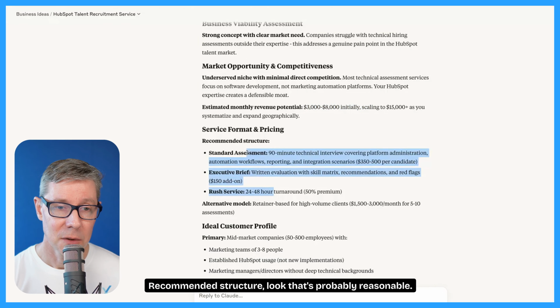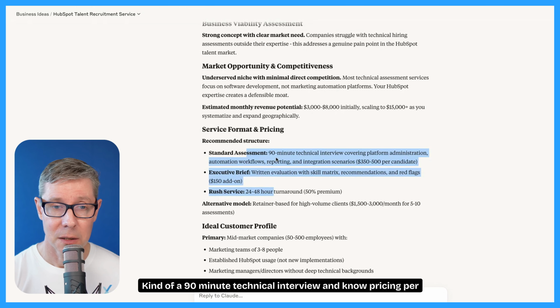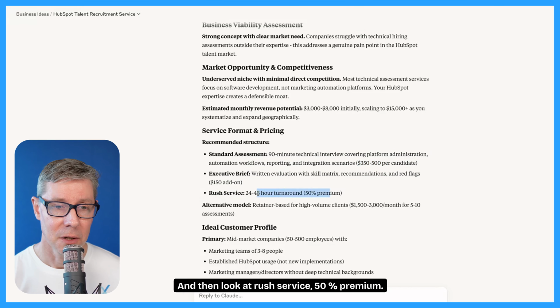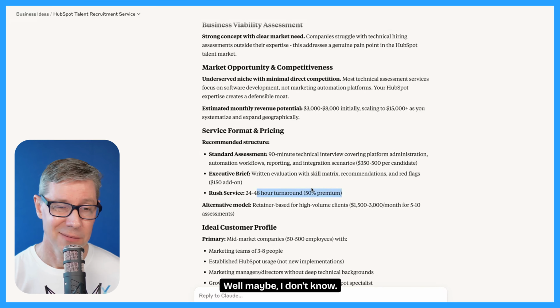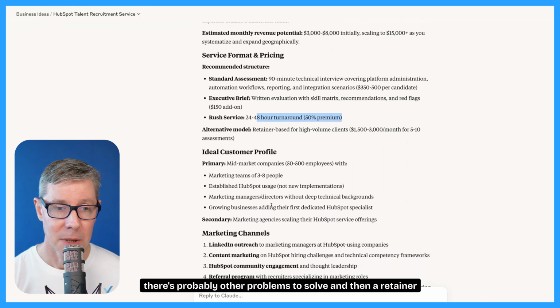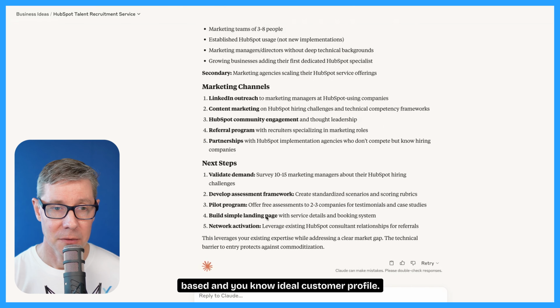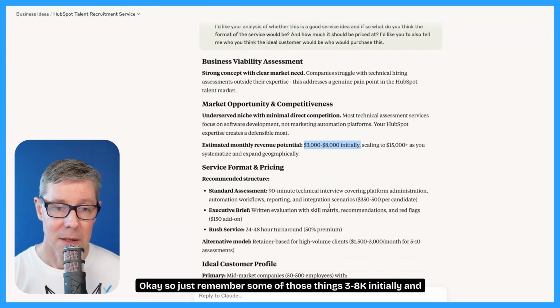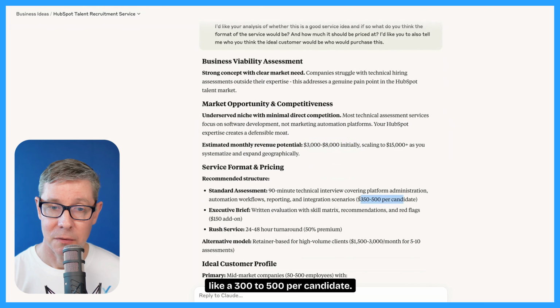Recommended structure. Look, that's probably reasonable. Kind of a 90-minute technical interview and a pricing per candidate. That's actually not terrible. I kind of go, yeah, I can see that working. And then a rush service, 50% premium. Well, maybe, I don't know. If you've left it too late to be vetting your potential hires, there's probably other problems to solve. And then a retainer-based option and an ideal customer profile. Okay, so just remember some of those things: 3 to 8K initially, and like 300 to 500 per candidate.